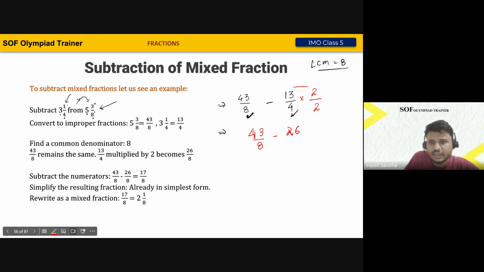26 divided by 8. So now it's easy, beta, because these are like fractions, so we can subtract the numerators directly. So 43 minus 26 is how much? It's 17. 17 divided by 8 will give us the final answer. And I have already told you, whenever you get an answer in the form of an improper fraction, you will convert it back to a mixed fraction. So 17 doesn't come in the table of 8, so 8 times 2 is 16, but we need 17, we got 16. So 1 will be the leftover, that will become your numerator, and the same 8, which is the divisor, will become the denominator. So 2 and 1 by 8 will be the correct answer.